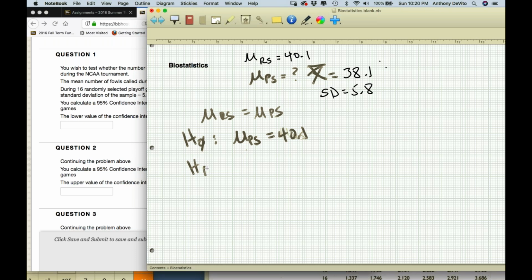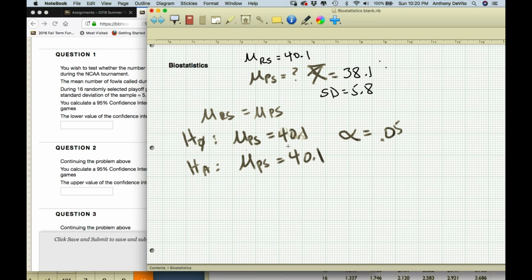Okay, so my alternative hypothesis is going to be that mu for the playoff season is not equal to the same average as mu for the regular season. I'm going to add one more thing. Most of the time, if I don't say so, my alpha, my acceptable level of error, is equal to 0.05. Alpha error is equal to 0.05, or 95% certainty, another way of saying it.